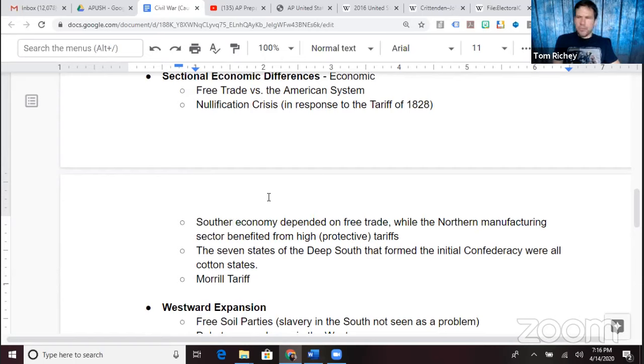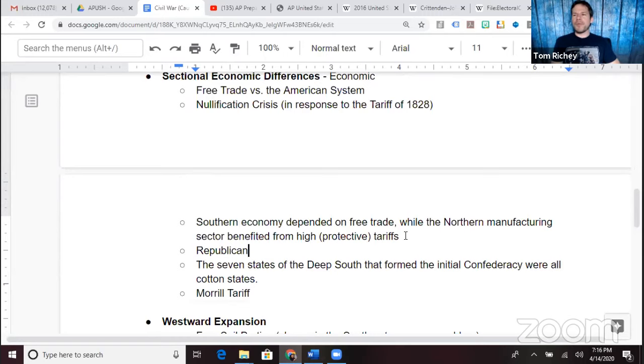So the Southern economy depended on free trade. What was working out for the North was not working out for the South. The South wanted an export economy, where they were trading with Europe, where they could get goods cheap from Europe. Whereas the Republicans wanted to build a national economy.